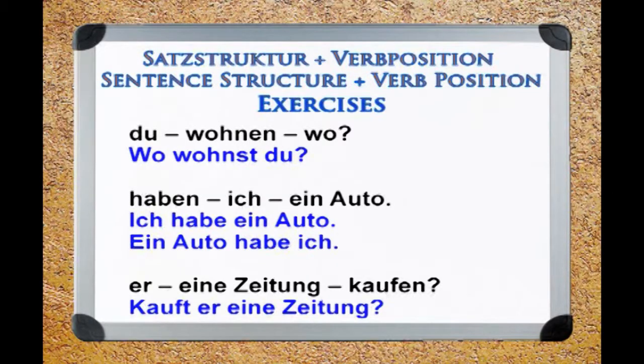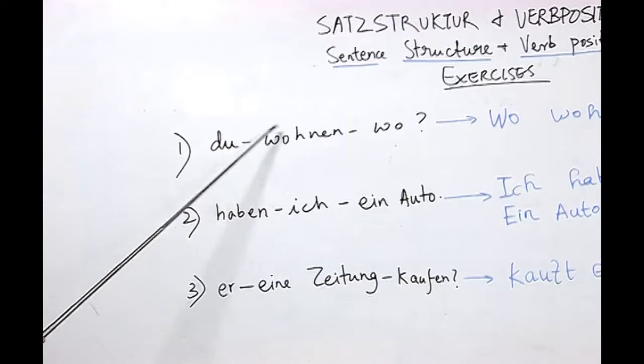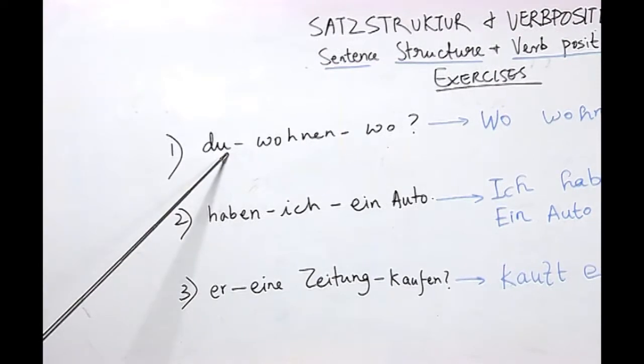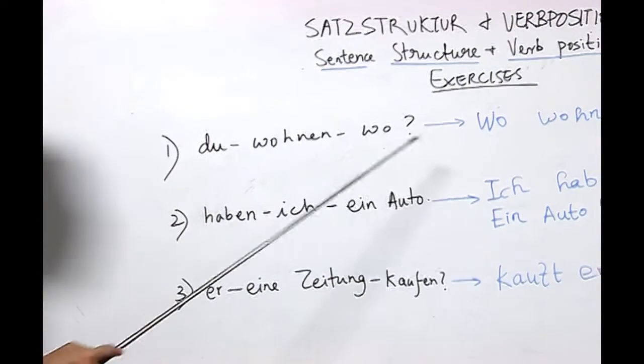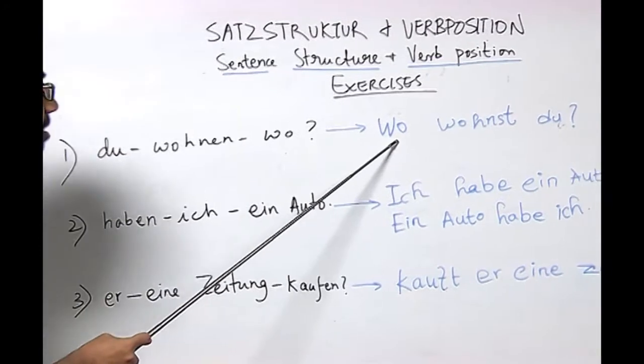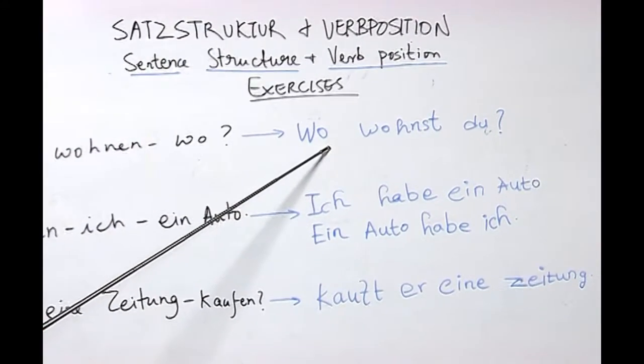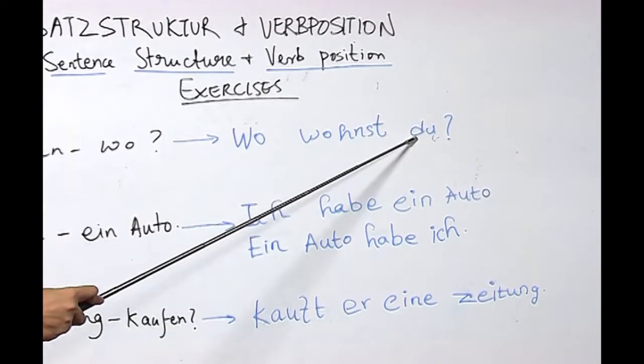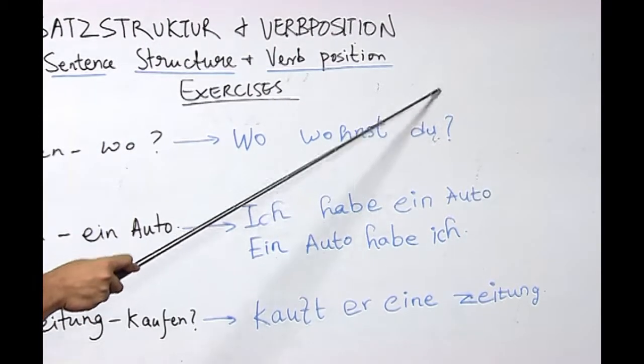Now, let us look at the answers given by the student. Here we have three words, du, wohnen, wo, with a question mark. As you know, here wo is a W question because it starts with W. We have the verb wohnen and we have the pronoun du here. And as you know, the verb is always conjugated according to the noun or to the pronoun. So, the student has written the correct answer by placing the W question at the beginning, the verb at the second position, which is conjugated, and also the pronoun or the subject with that, and at the end a question mark.